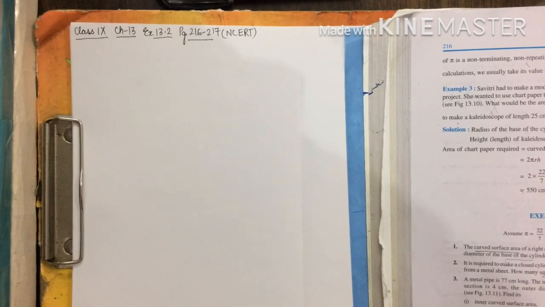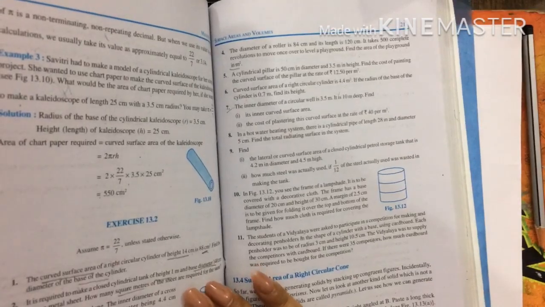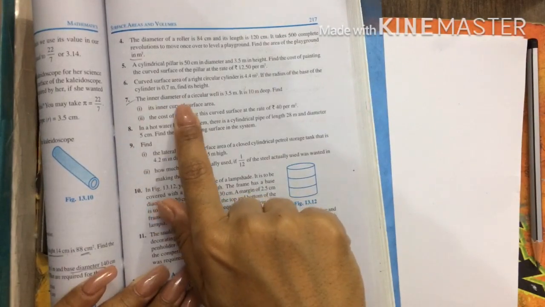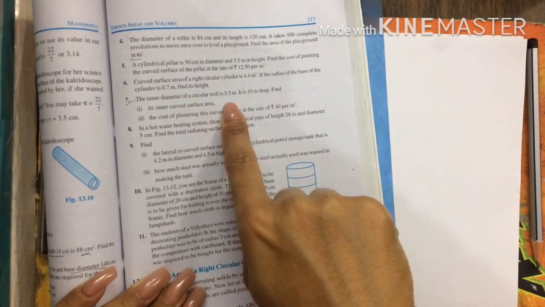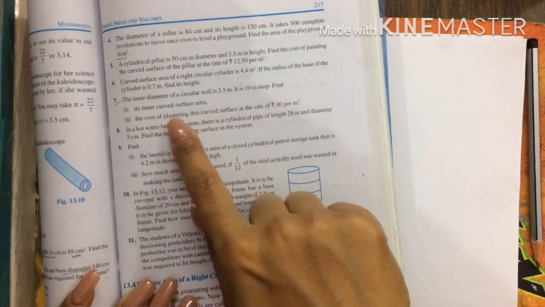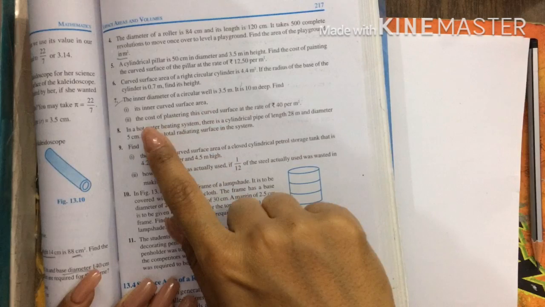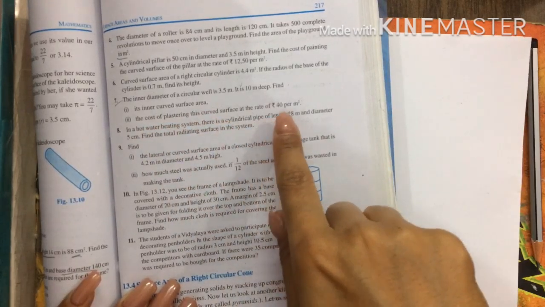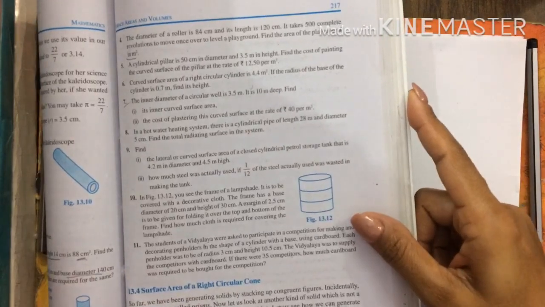The first question that I'm taking up today is question number 7th, from your NCERT textbook, page number 217. It's a very direct question. The inner diameter of a well is 3.5 meters. It is 10 meters deep. Find its inner curved surface area. Then find the cost of plastering this curved surface at the rate of 40 rupees per meter square.